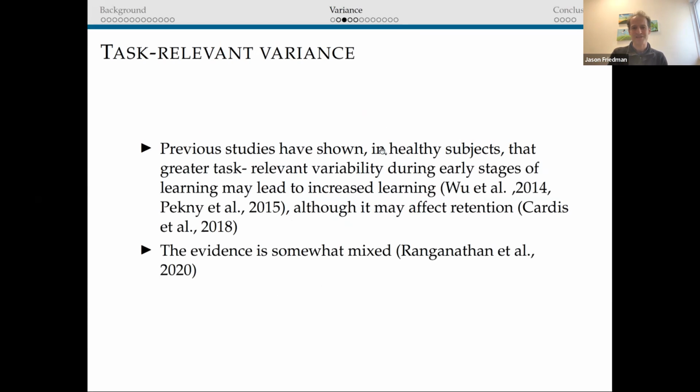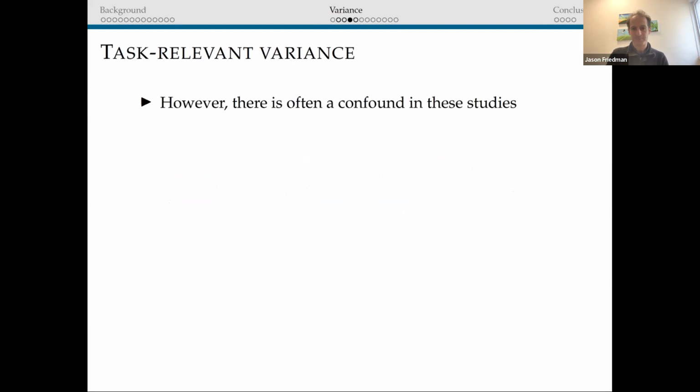It's important to note here that I said in healthy subjects. Obviously in some motor disorders, for example, if you looked at patients with stroke or people with Parkinson's disease, they'll have a lot of variance due to the disease. This large amount of variance we know doesn't help them in motor learning. So this is more specifically in healthy subjects, where it seems like more variance may help them improve in this task.